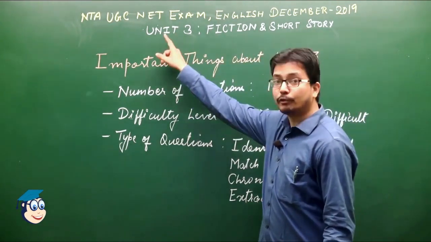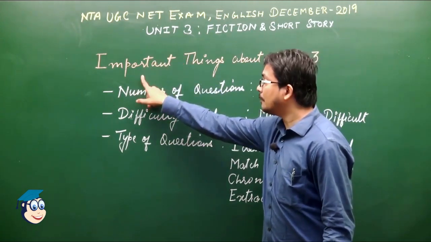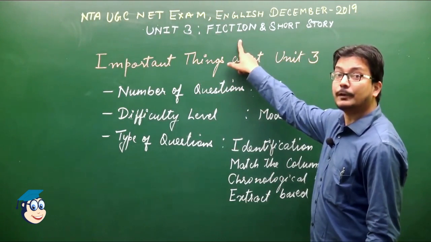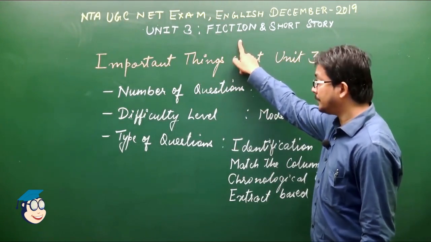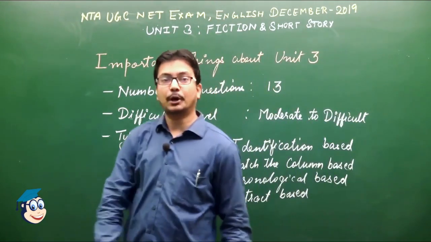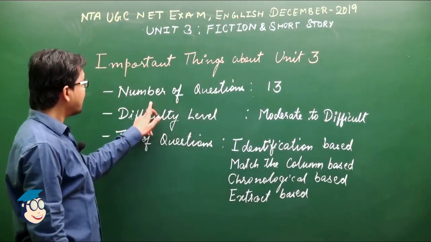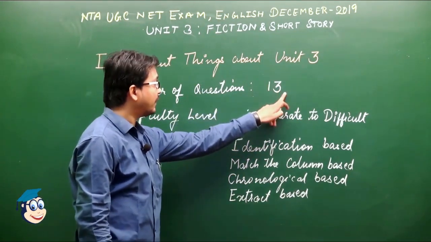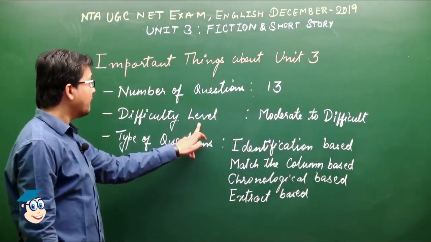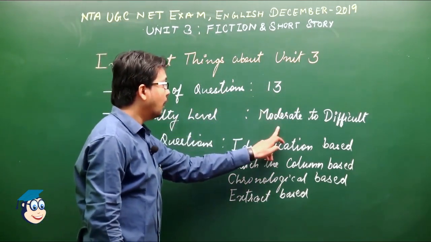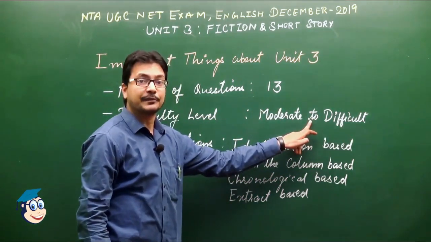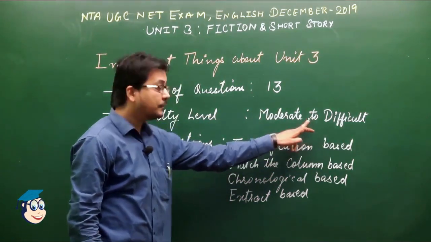Before starting with the solutions of Unit 3, we will talk about the important things about Unit 3 that were chiefly observed in the question paper. Let us talk about the important things. The first thing is the number of questions. There were 13 questions from Unit 3 in the question paper. The difficulty level of these 13 questions was from moderate to difficult. Very few questions were in the easy mode.